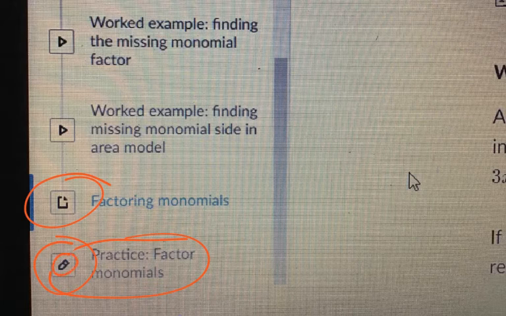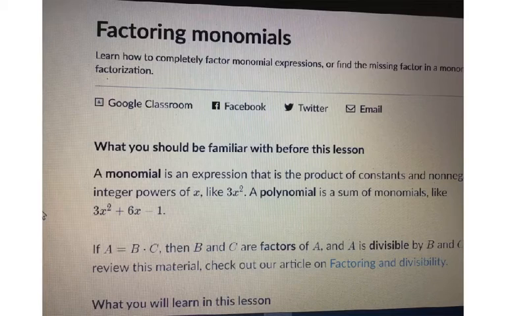Look for the little pencil symbol. Those are your practice problems. Look for the notes. Now, the notes are actually kind of cool if you haven't come across them yet. For example, here's the beginning of the notes on factoring monomials. And it looks sort of like a textbook in a way.